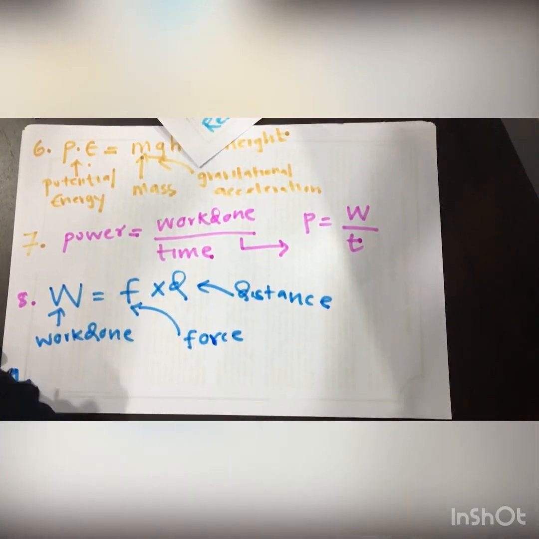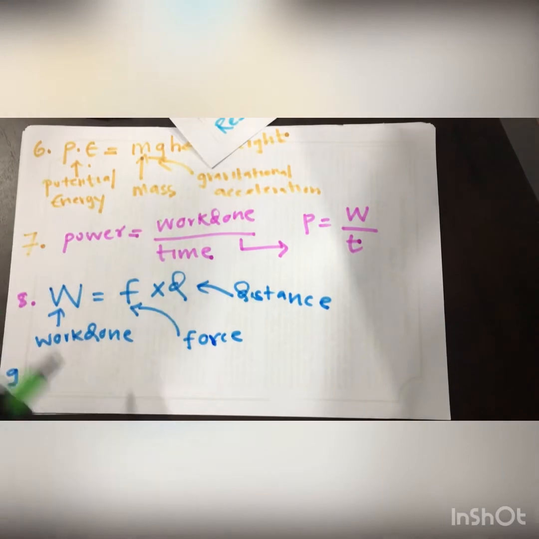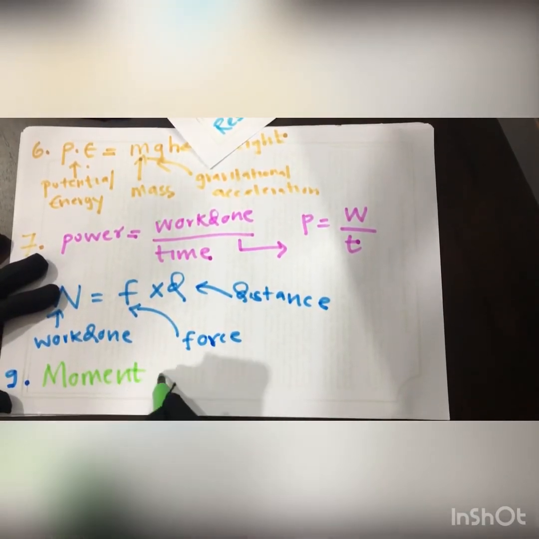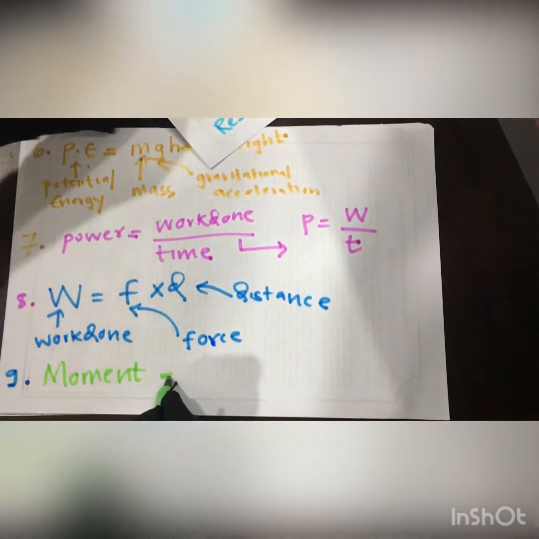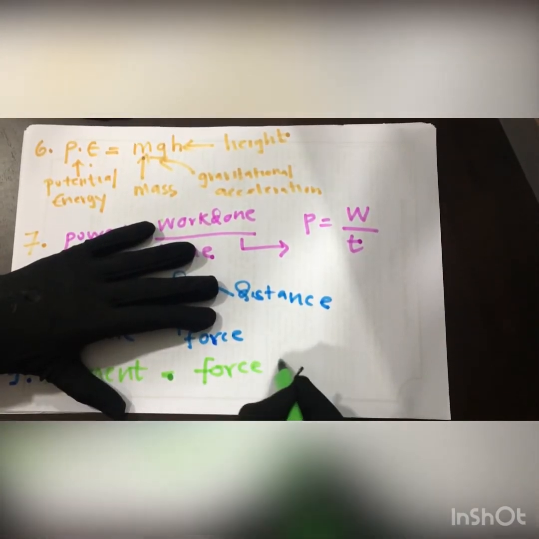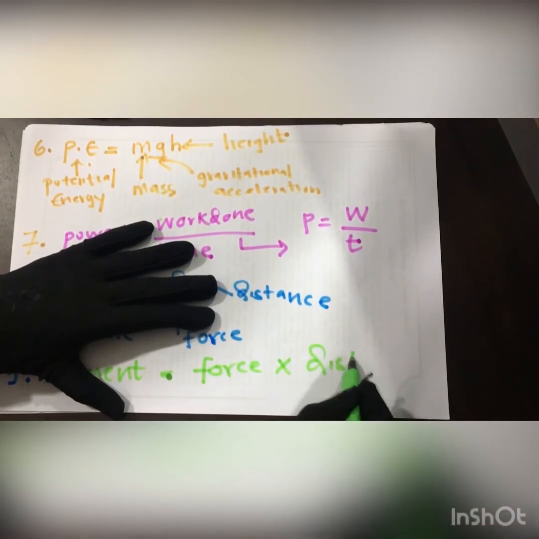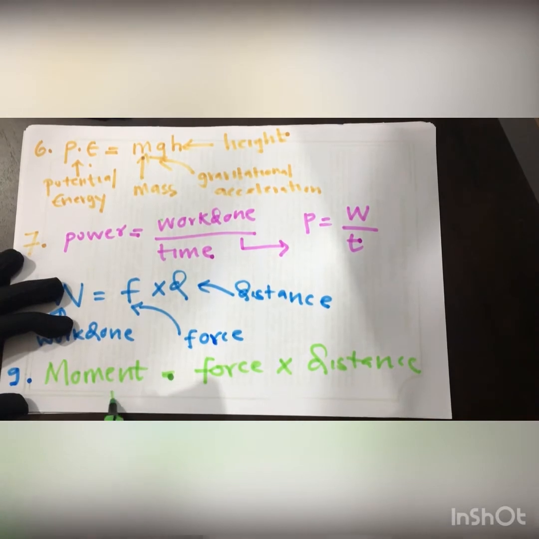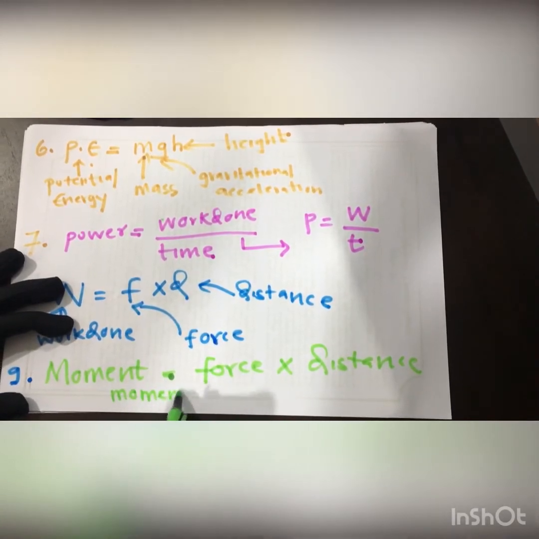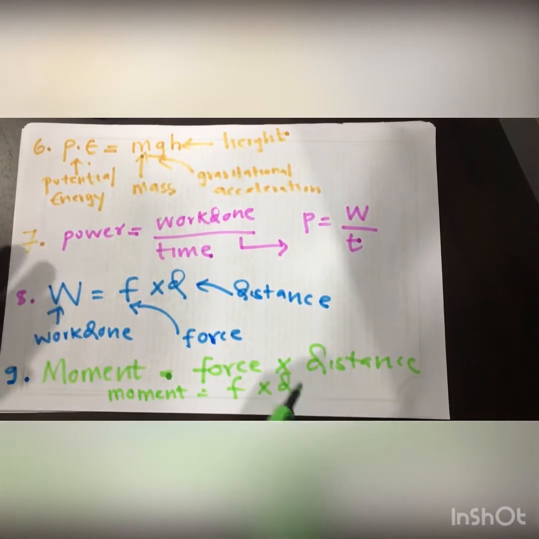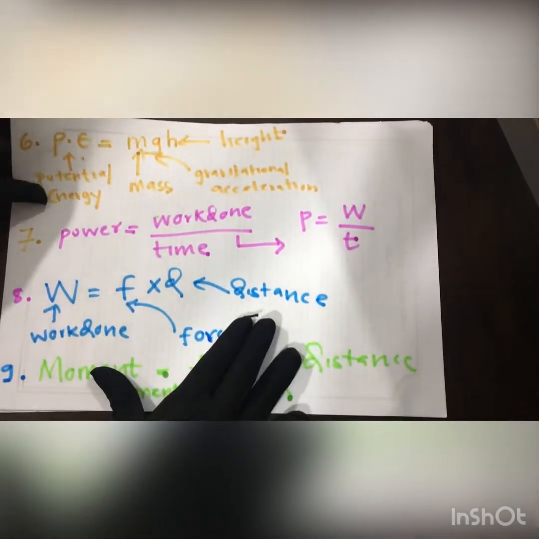The ninth equation is moment. Moment equals force into distance. Therefore, we can write moment equals F into D. And then the 10th equation.